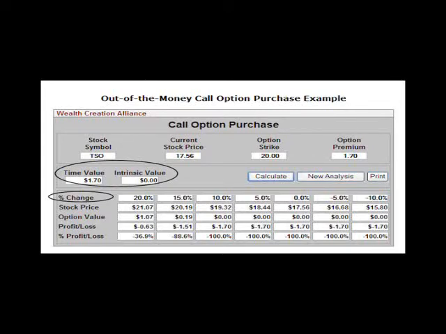The second row is labeled stock price and is the Tesoro stock price that corresponds to the percentage change listed on the row above. The option value row lists the value of the call option, which corresponds to the price of Tesoro stock. The rows labeled profit loss and percentage profit loss list the point profit or loss and the percentage profit or loss for the option. The maximum risk on this trade is $170, which is the cost of the option. There is no limit on the profit potential for a call option purchase.